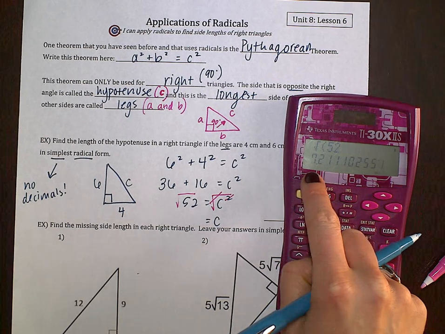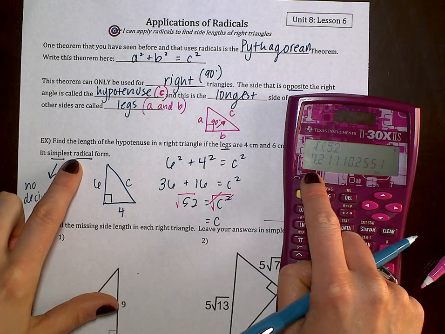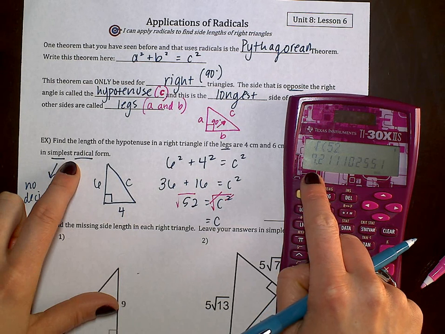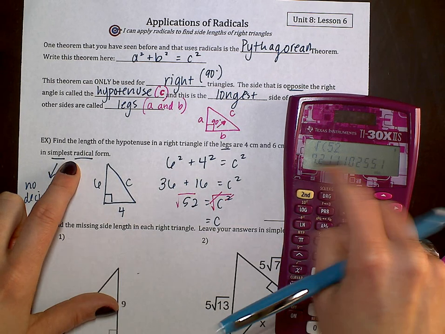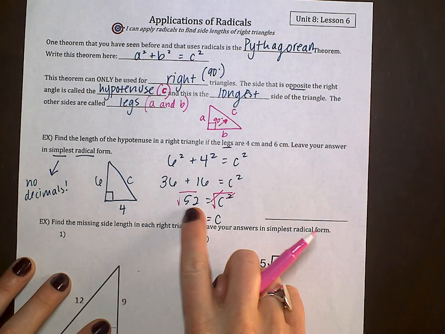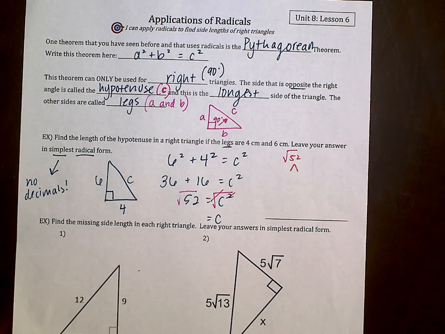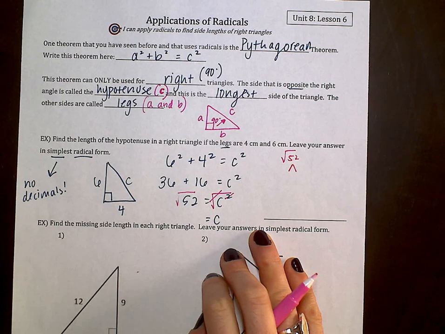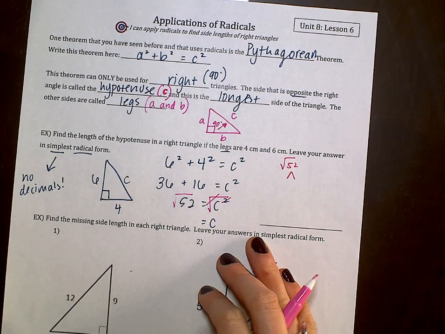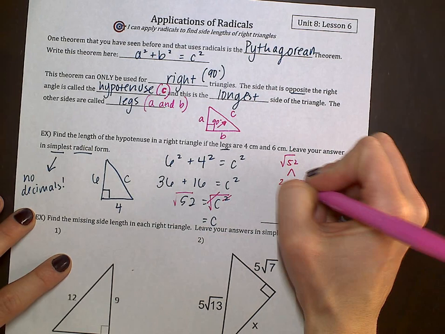7.2-ish is not wrong, but they asked me to write the answer in simplest radical form. So I do not want to write a decimal. What I have to do is take the square root of 52, and I'll do it right over here, and I have to factor tree that down to get this simplest radical form. So here's kind of like what we've been doing where it comes into play.